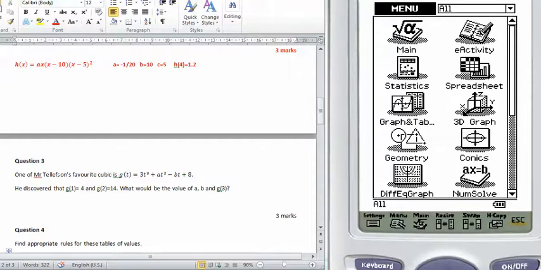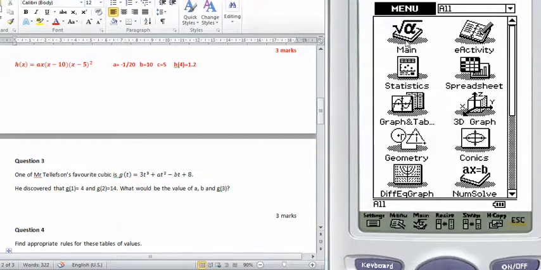This is Year 11 Methods, the 2012 Chapter 3 SAC Question 3. One of Mr. Tollefson's favourite cubics is this cubic. He discovered that g of 1 equaled 4 and g of 2 equaled 14. What would be the values of a, b and g of 3?